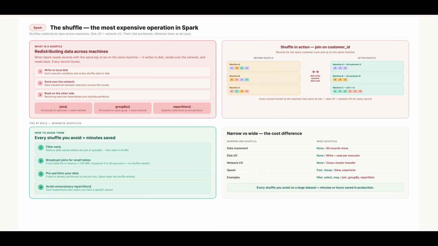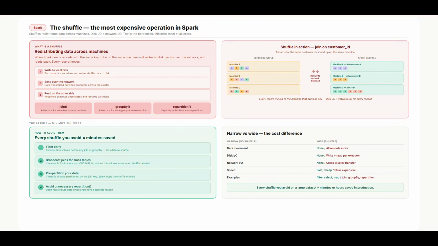But then there's the shuffle, and the shuffle is expensive. A shuffle happens when Spark needs to redistribute data across machines. Joins are the classic example. If you're joining orders with customers on customer ID, Spark needs to make sure all orders for customer 123 are on the same machine as the customer 123 record. To do that, it writes data to disk, sends it over the network to other executors, reads it back. That's disk I/O plus network I/O. That's slow. That's the bottleneck.